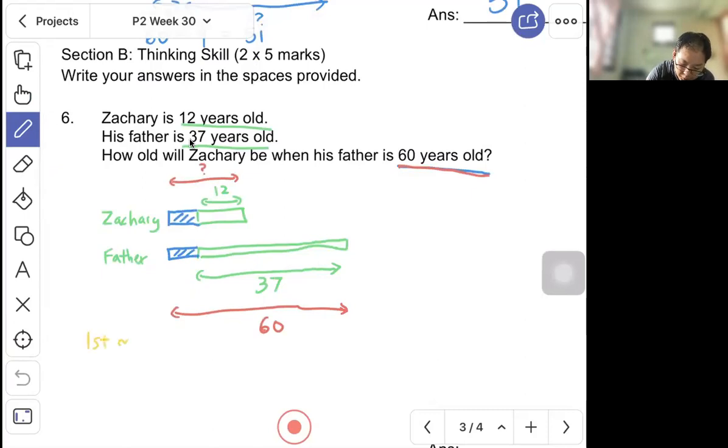So first method, 60 minus 37 is 23. So it's 23 years later. So you add the 23 to Zachary's 12, so that is 35. So Zachary is 35 years old.